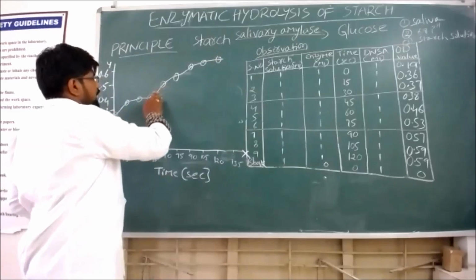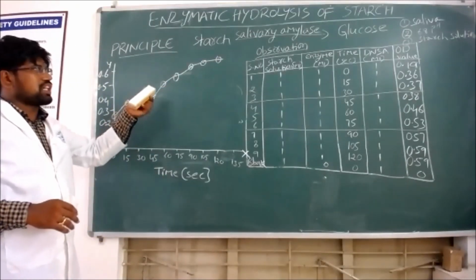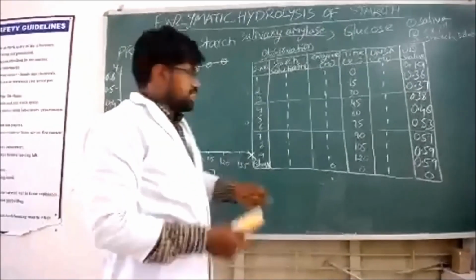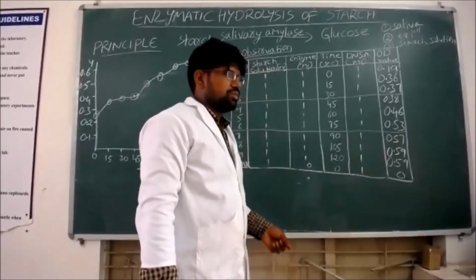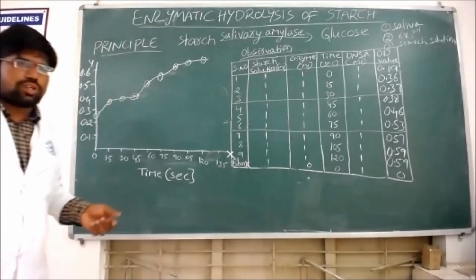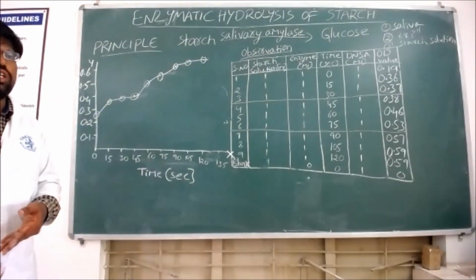So in this way we can assess that the enzymatic hydrolysis is done, the starch is converting into glucose. Because of that, as the time increases, we get higher absorbance values. Okay. So in that way we will determine and report. That is about the experiment, enzymatic hydrolysis of starch.